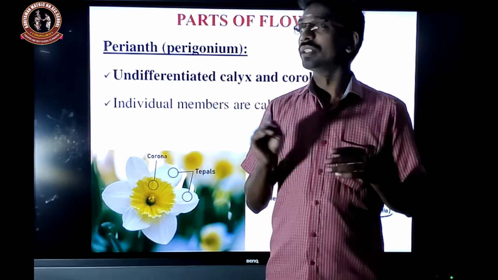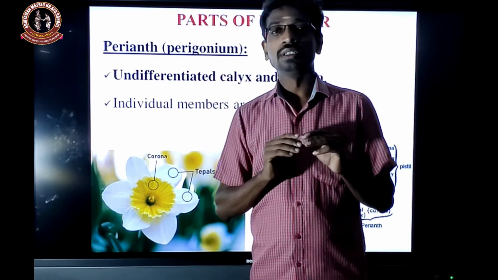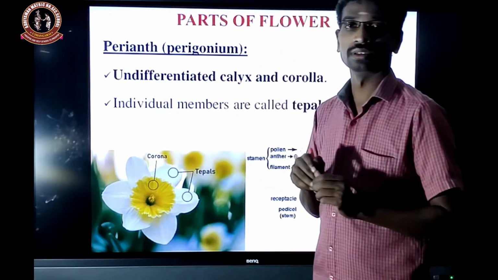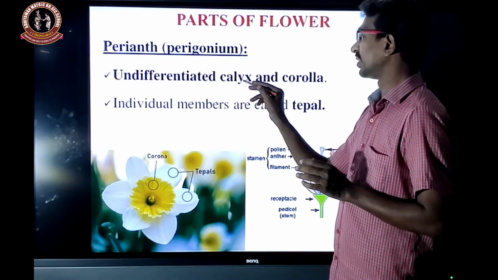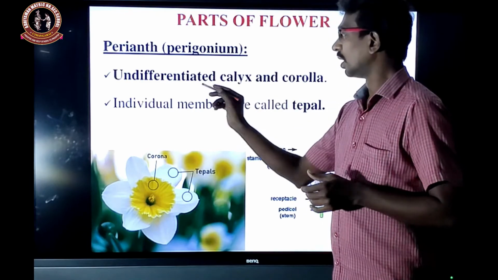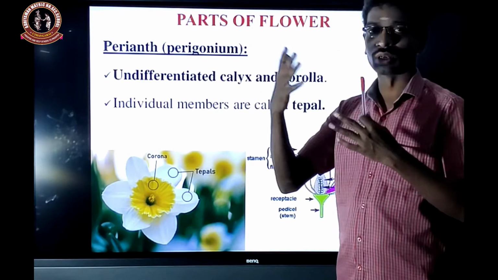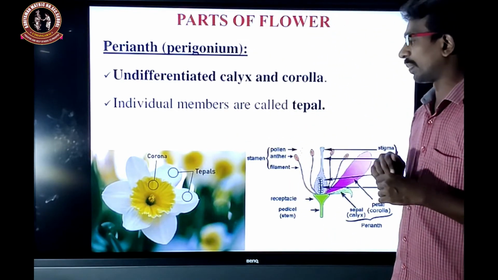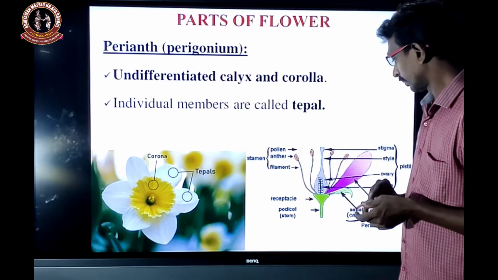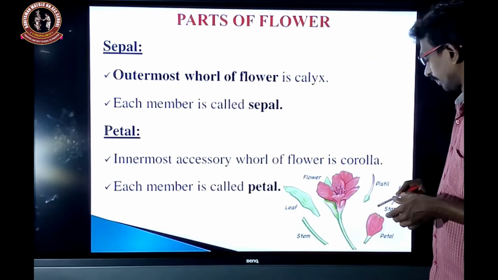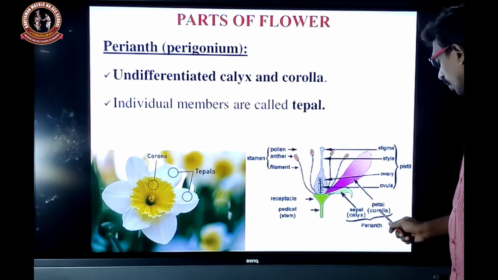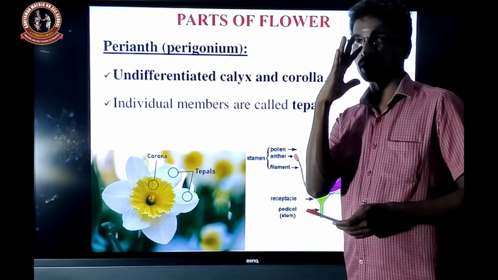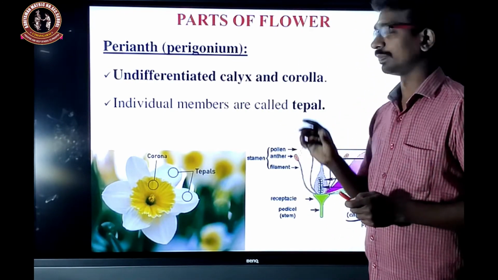But in some other way, the perianth term is denoted for the non-essential part of the flower, that is, both calyx and corolla are collectively called perianth. So here they mention that undifferentiated calyx and corolla is a perianth. The single unit of the perianth is called tepal. So here the sepal and the petal, that is calyx and corolla, are collectively called perianth. But sometimes the perianth term is used for the floral whorls, especially the non-essential part of the flower.